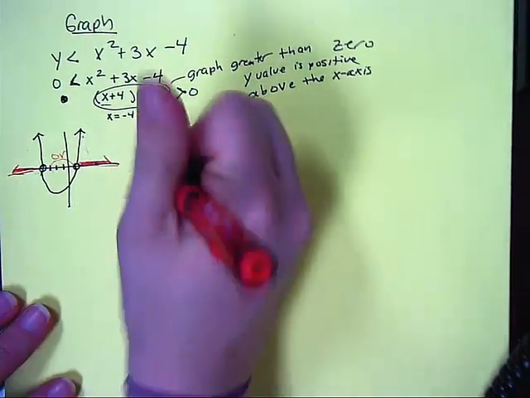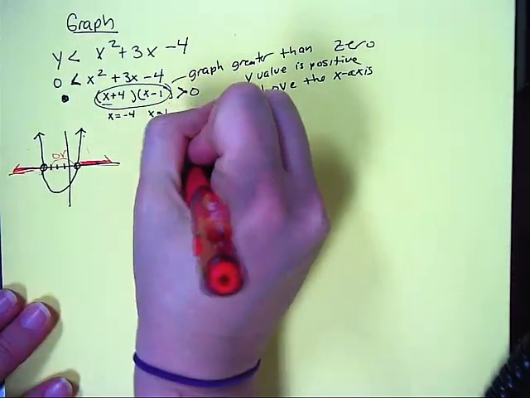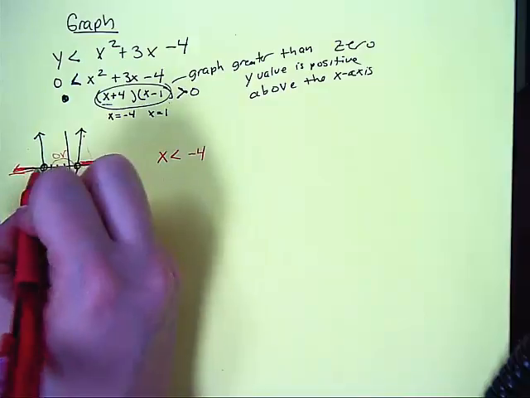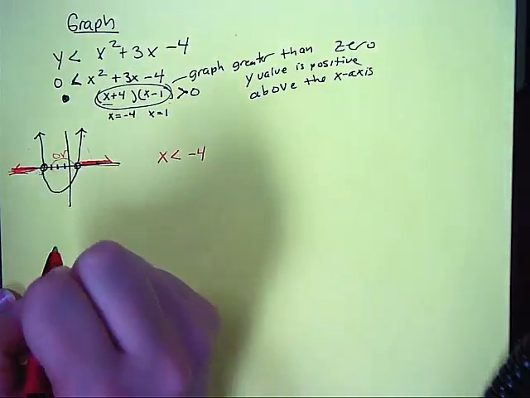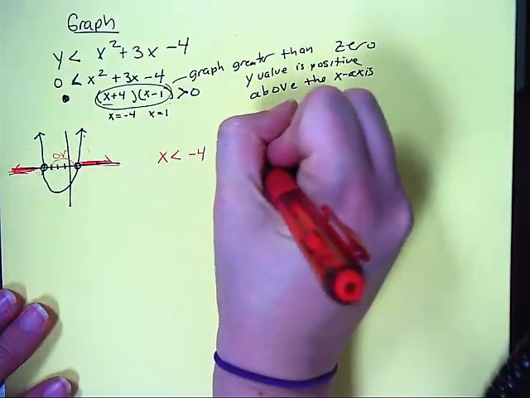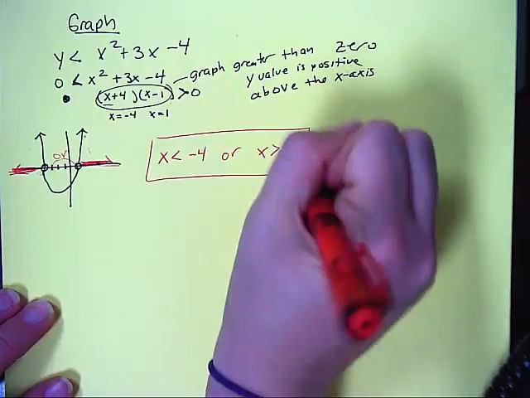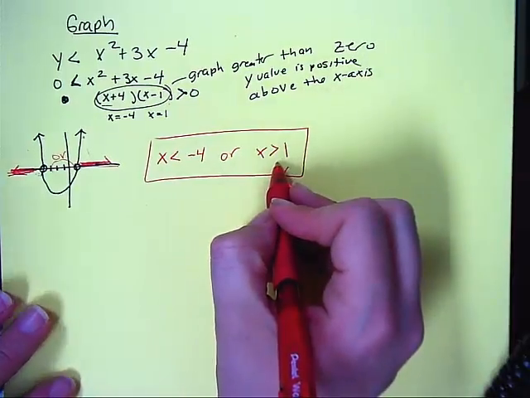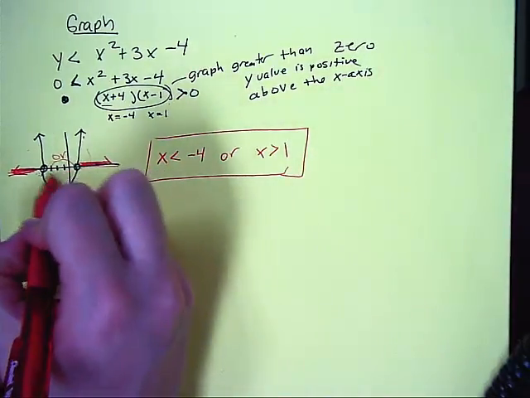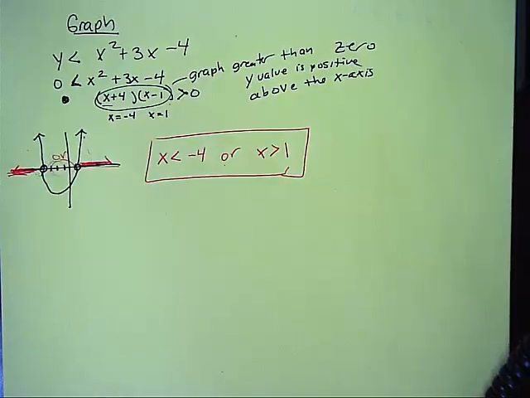Because there's this gap, we're going to have an or. So we're going to say x is less than negative 4, but not including it, anything smaller than negative 4, or x is greater than 1. So my solution there would be x is less than negative 4 or x is greater than 1. Because we have that gap in there, that's why we need to have the or.